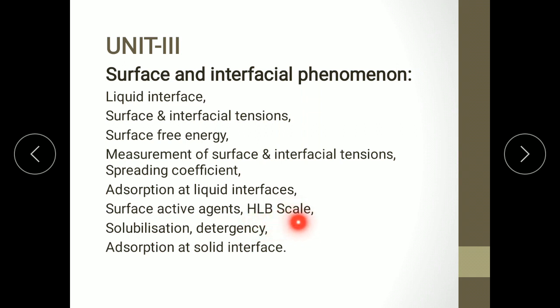Now, the HLB scale will be from 0 to 20, like pH from 0 to 14. Those having lipophilic nature will be below 10. Those having hydrophilic nature will be above 10. All these things we have to see here in the HLB scale.